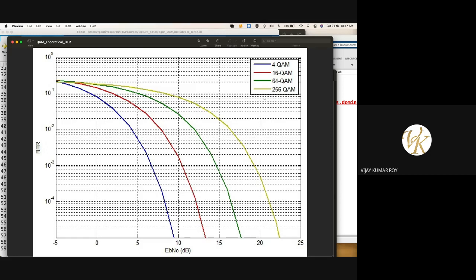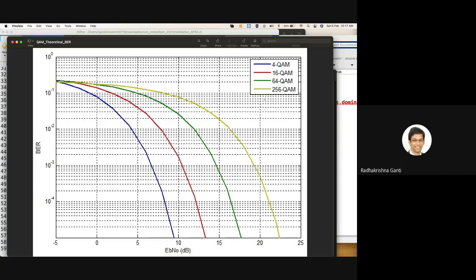I think there is a relation between bit error rate in an AWGN channel and SNR also, and there is a relation between SNR and Eb/N0. So can you show this graph for SNR also?